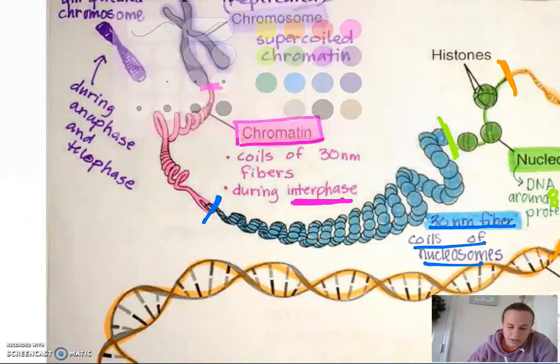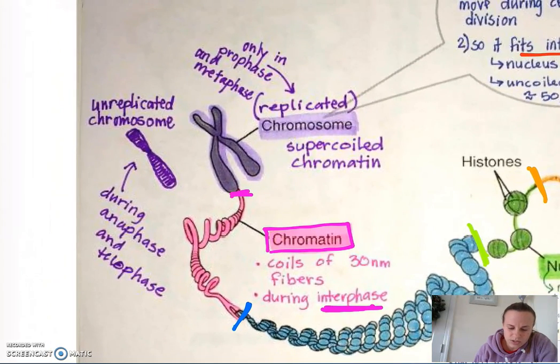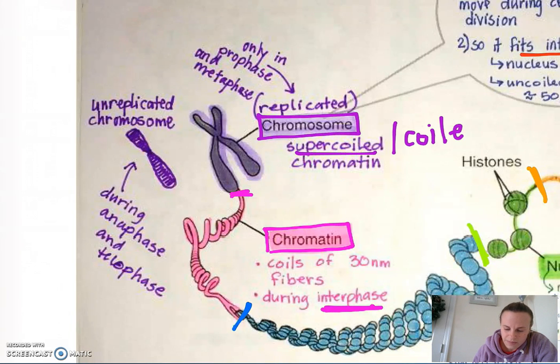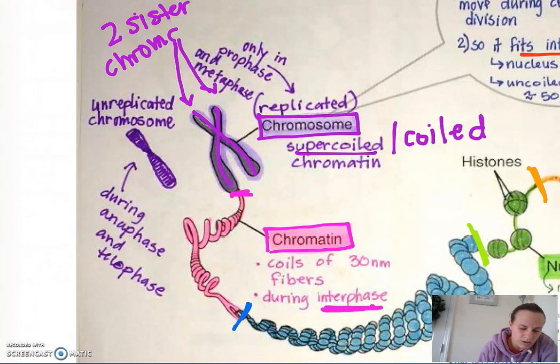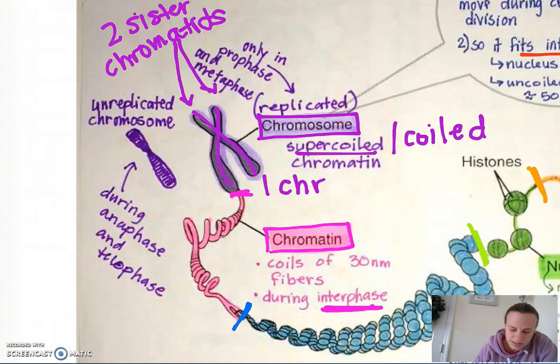Finally, we are supercoiled into chromosomes. So chromosomes are supercoiled. Sometimes it's just called coiled chromatin. This is a replicated chromosome where it is one chromosome but 2 sister chromatids. So even though this is one chromosome, it is made up of 2 sister chromatids.